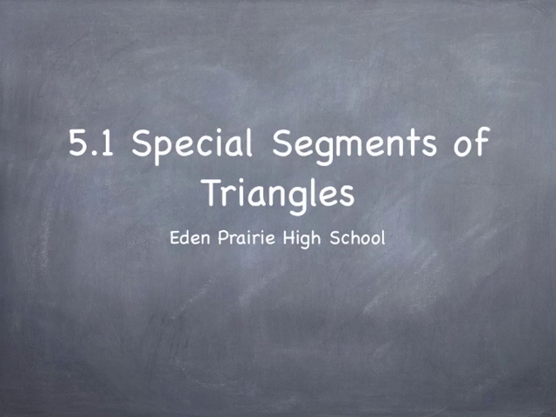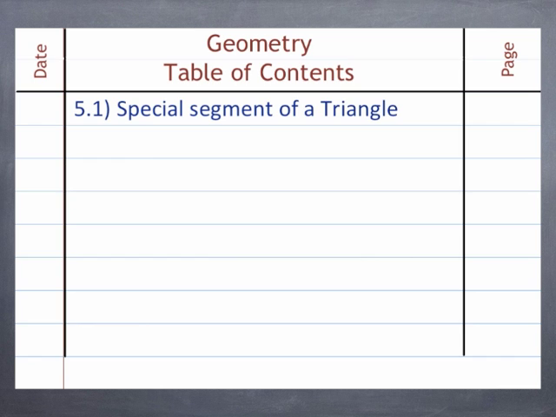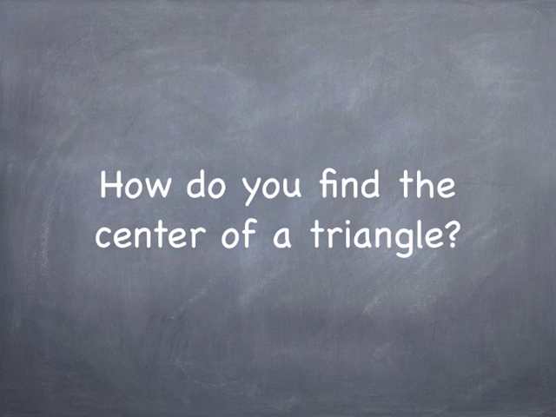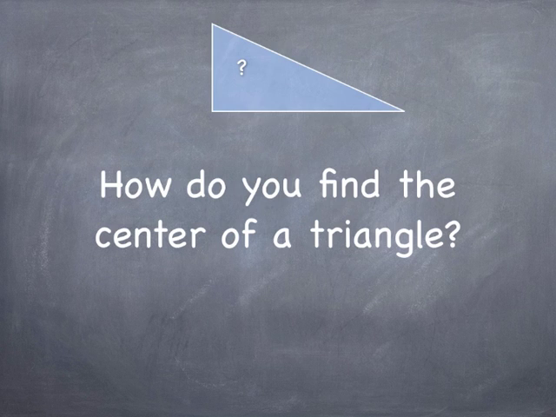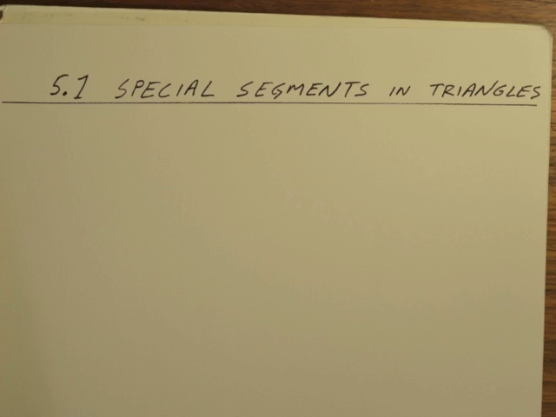Section 5.1 deals with special segments of triangles. This section deals with the main question of how do you find the center of a triangle? Now there's not one correct answer to this question because there are actually multiple different types of centers of triangles, and we'll talk about 4 of them today.